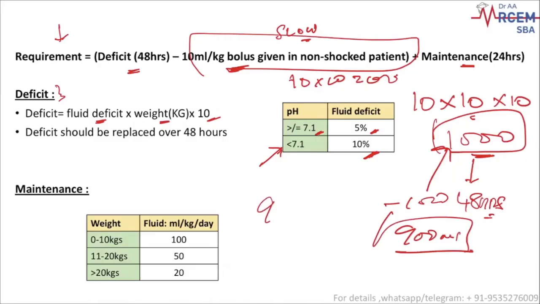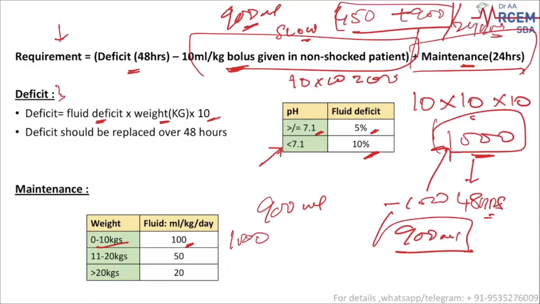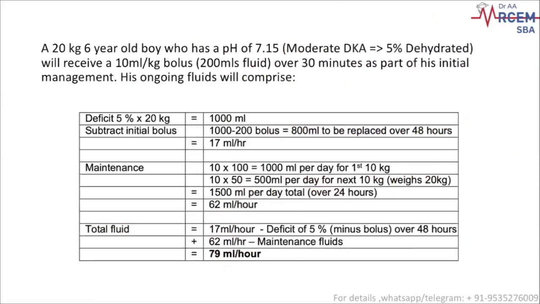Okay, this 900 ml is what you have calculated, but we have not calculated the maintenance. Maintenance depends on the kgs. First 10 kgs is 100 ml per kg, so we have taken 1000 ml. What we are doing, this over 24 hours, it becomes 450 plus 900. This much should be given in the first 24 hours. That's how it is calculated. There is an example also I put up here so that you get a better understanding.